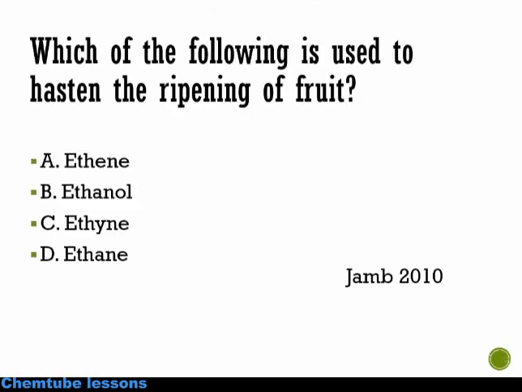Now, which of the following is used to hasten the ripening of fruits? So the answer to this question is ethene. Ethene actually hastens the ripening of fruits. In fact, most plants tend to have this as part of their hormones, okay, which boosts the ripening of fruit. So let's go to the next question.